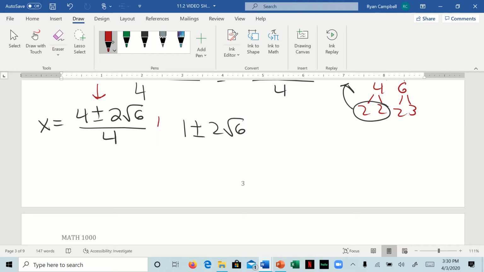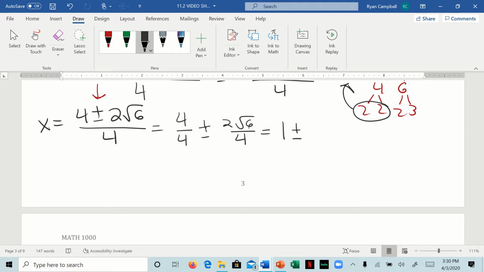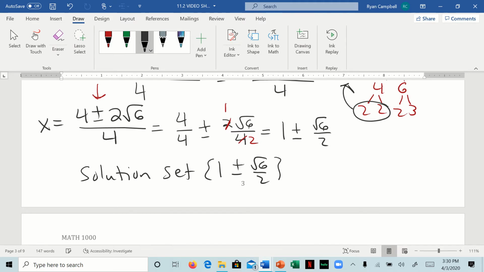So essentially what happens is you can separate, this is a little easier to help you see it, you can separate those fractions. So 4 over 4 plus or minus 2 square root of 6 over 4. And now we can simplify, right? 4 divided by 4 is 1, plus or minus 2 divided by 4. We can do 2 divided by 2 is 1, 4 divided by 2 is 2, so square root of 6 over 2. So that's perfectly okay to write as well. So the solution set is 1 plus or minus square root of 6 over 2.